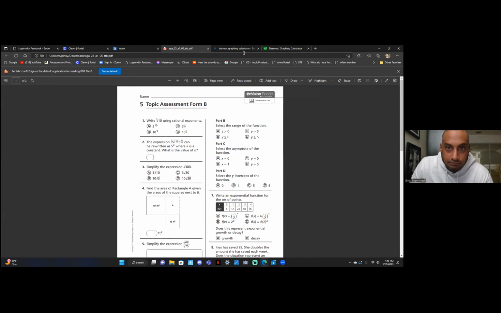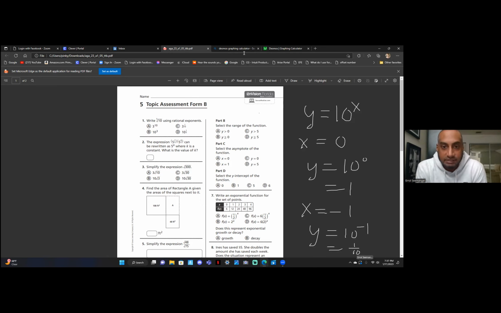The function is y equals 10 to the x, right? Now, if x is 0, y would be 10 to the 0, which is 1. If x was negative 1, y would be 10 to the negative 1, which is 1 over 10. It'll never take 0, actually. It's always going to be a little bit bigger than 0. So part B is A.